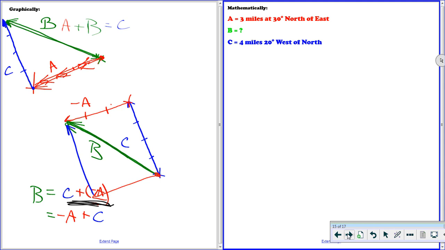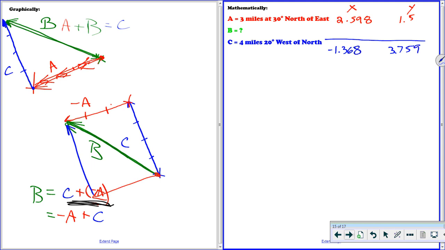You all know by now how to draw the triangles and find the components. So the x component of A turns out to be 2.598, and the y component turns out to be 1.5. Now I can't do anything with vector B because I don't know what it is, but I can do vector C. Vector C has an x component of negative 1.368 and a y component of 3.759. And what am I missing? Well, I'm missing bx and by.